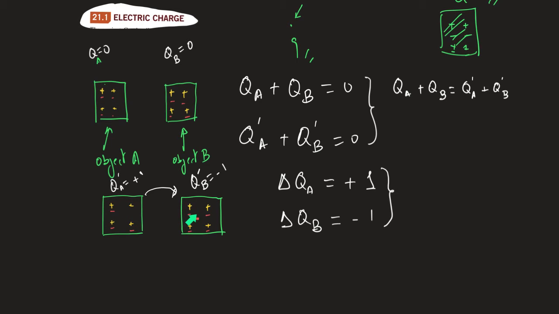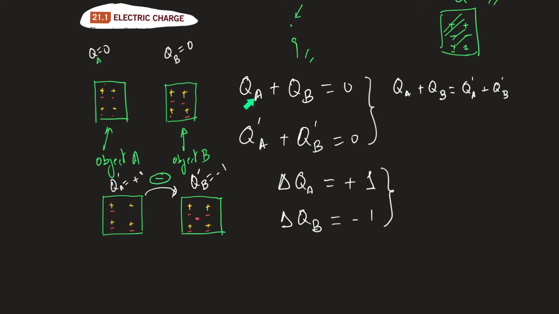What happens when I move it? Now the object A will have more positive charge than negative charge. So the charge of the object A prime will be plus 1: 4 positive charges and 3 negative charges make 1 positive charge. But in doing this, I have done something to the object B. The object B will have the same 4 positive charges that it had previously, but now it will have 1 negative charge.